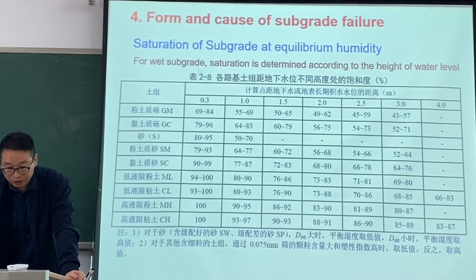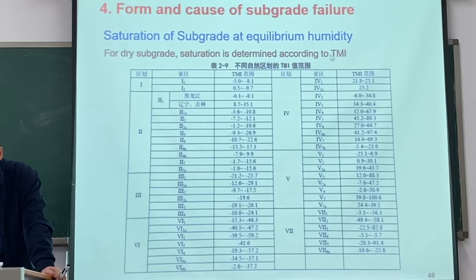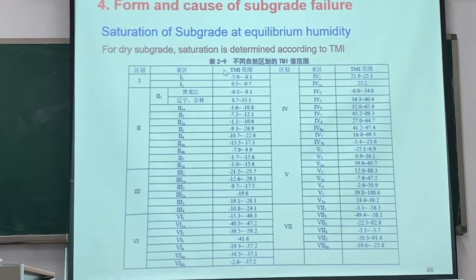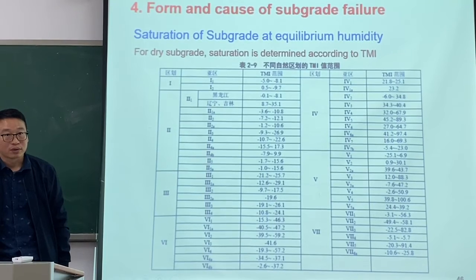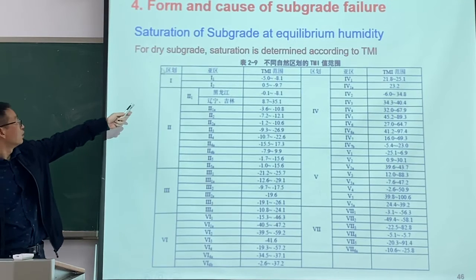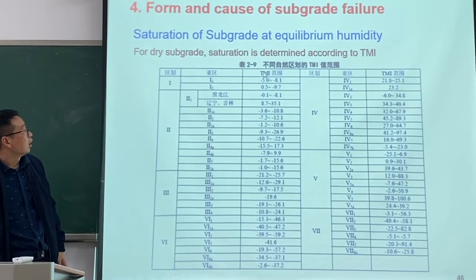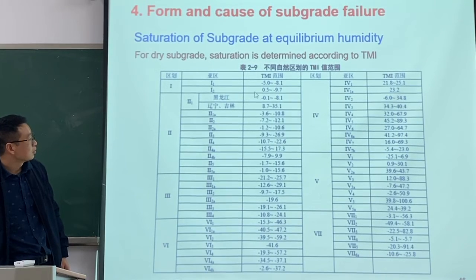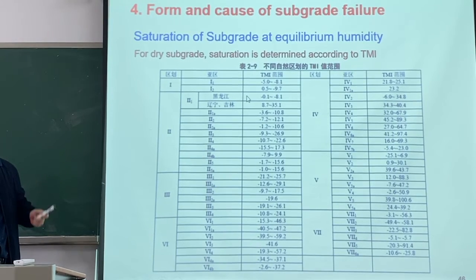This is for wet subgrade. And for dry subgrade, saturation is determined according to TMI. This is the different natural zones for TMI. This is the table. From the table, we can know that for different natural zones and different areas, TMI is different. So this is for dry subgrade.